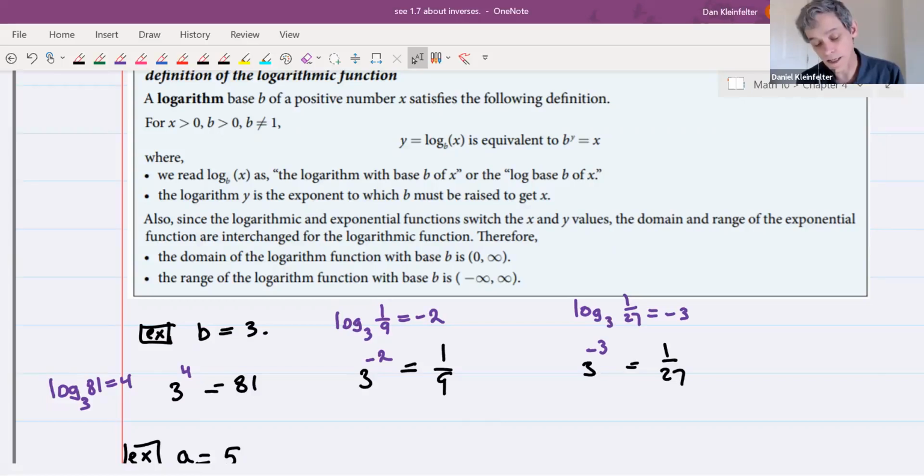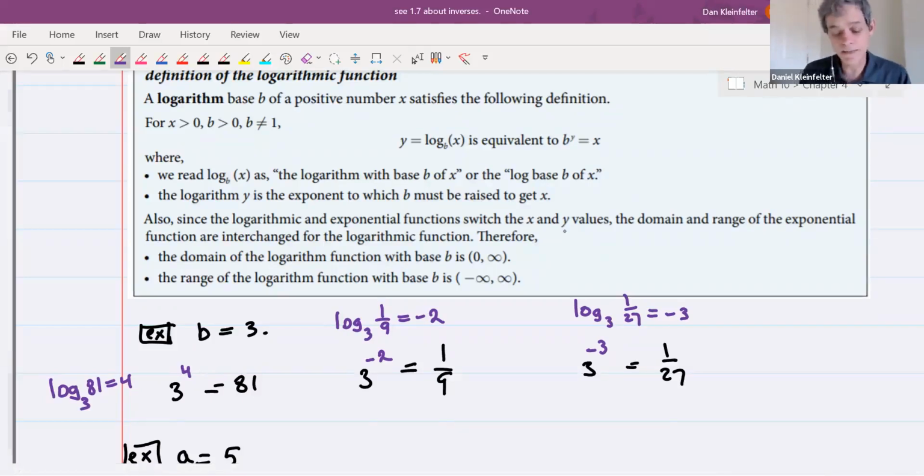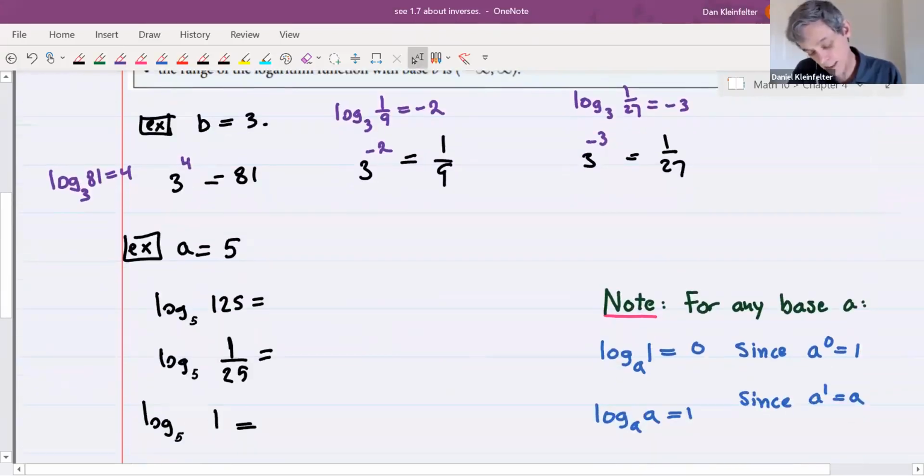Right there, we read log base b of x as the logarithm with base b of x. The logarithm y is the exponent to which b must be raised to get x. Since the logarithm and exponential functions switch the x and y values, the domain and range of the exponential function are interchanged for the logarithm function. So the logarithm's domain is going to be 0 to infinity. The inputs need to be greater than 0. The range for the logarithm will be all real numbers. Okay, let's try this some more.